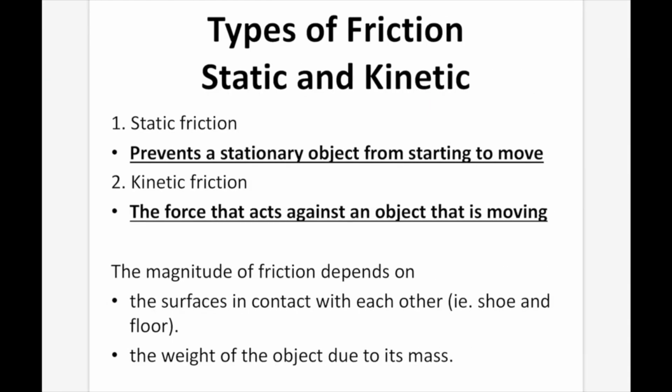Types of friction: static and kinetic. Static friction prevents a stationary object from starting to move. Kinetic friction acts against an object that's already moving. The magnitude of friction depends on the surfaces in contact with each other, i.e. a shoe and floor, and the weight of the object due to its mass.